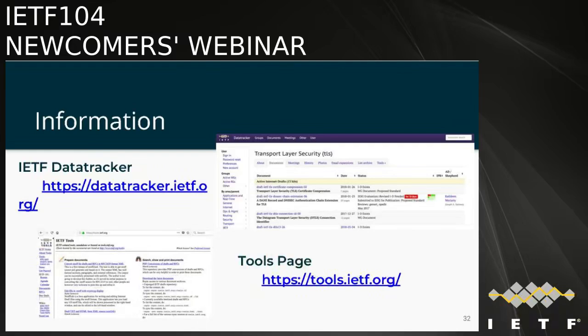The tools page, I wouldn't worry about as much, but it has a collection of tools to make it easier to develop RFCs and so on. You wouldn't worry about it much yet, unless you're already starting to write a document. Next page.